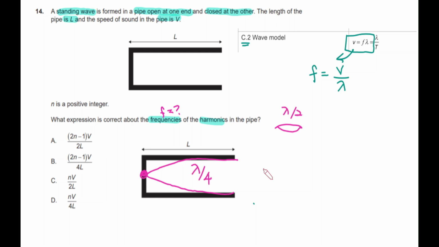Now the equation for this wave will be L equal to lambda over 4. If I make lambda the subject, we have lambda equal to 4L. Next, we will substitute this lambda into the equation above. So we'll have frequency equal to v over 4L.